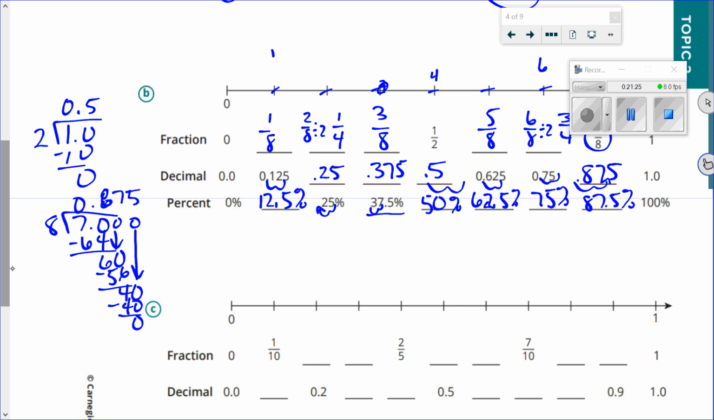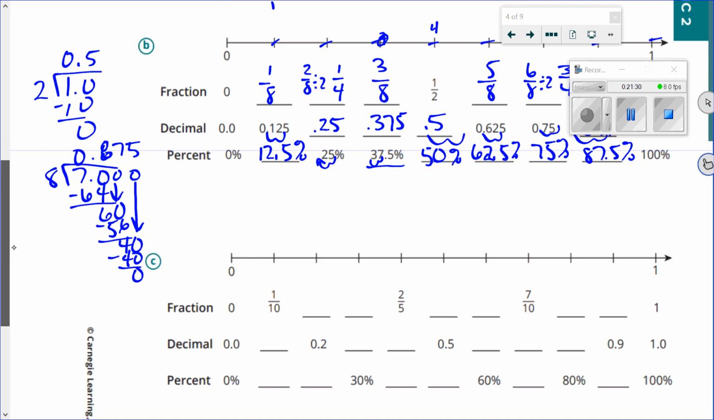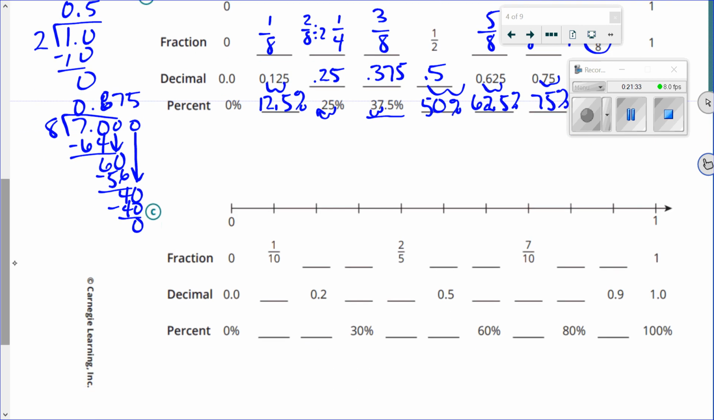Guys, are you seeing these patterns? A lot of people really struggled on this. My next one, I cut it into, and they actually gave me the first one, so I know it's out of 10. So my next spot is going to be 2/10. That simplifies by 2, gives me 1/5. 3/10, can't simplify that. They've already done that one. This one is 5/10 or 1/2. Then I have 6/10 or 3/5. 7/10, 8/10 gives me 4/5. 9/10, can't simplify. So I've already finished the entire fraction line.